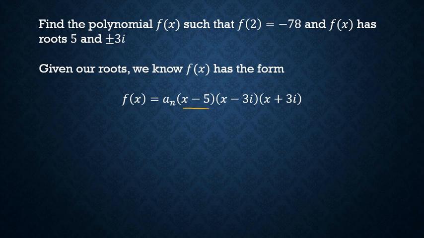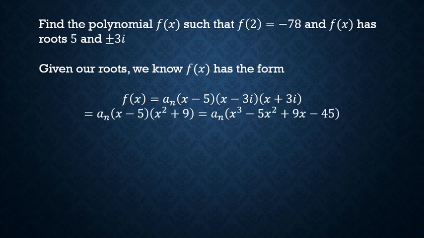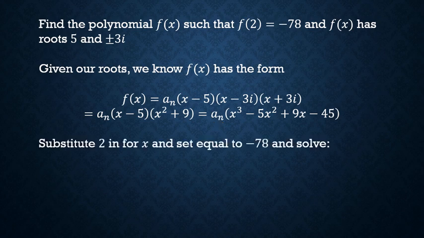If we FOIL these things together, we are going to come up with a sub n times x cubed minus 5x squared plus 9x minus 45. Note that the x minus 3i and x plus 3i multiply to x squared plus 9 because i squared is negative 1. Here's where we use that point that we were given to figure out what the leading coefficient, what that a sub n, is going to be. So if I substitute 2 in for x in here, and I set this thing equal to negative 78, I can solve for a sub n.